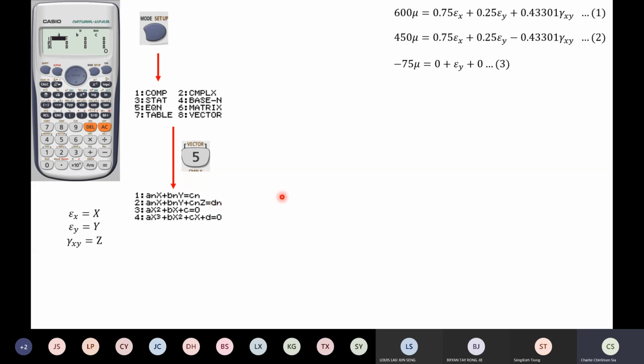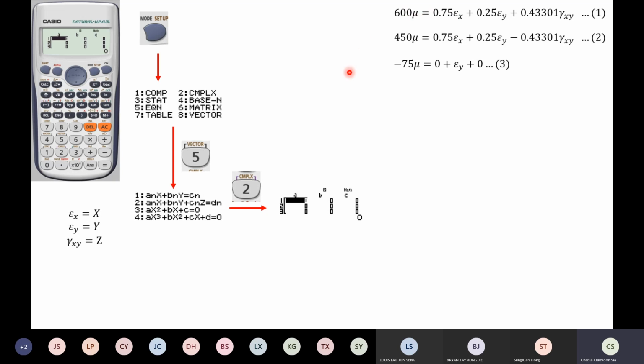Okay, so we choose 2. Once you choose 2, you come up with this matrix. All you need to do is key in those a, b, c values from here. So the first equation: a will be 0.5, b will be 0.25, c will be 0.43301, and d will be 600. You can just leave the mu, it's okay, because until the end, the value will be in terms of mu.